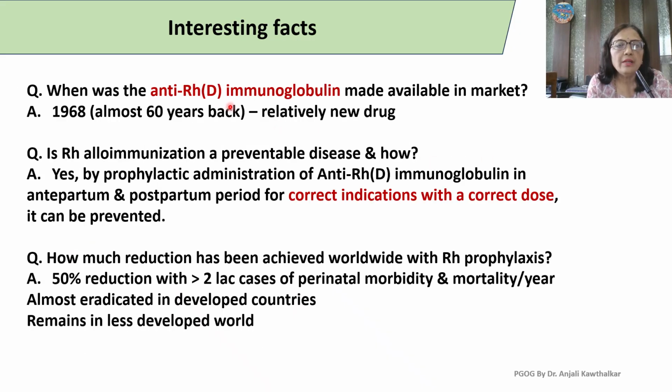Now this anti-D Rh immunoglobulin was made available in the market in 1968, so almost 60 years back. So relatively it is a new drug.